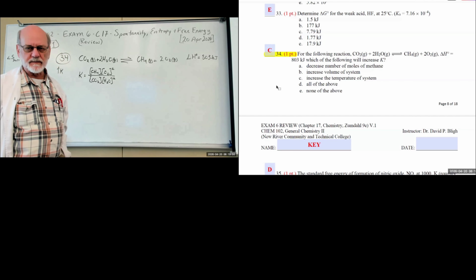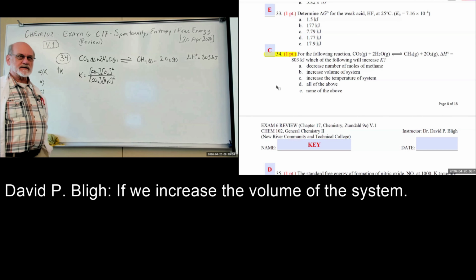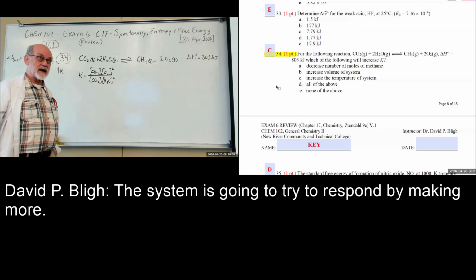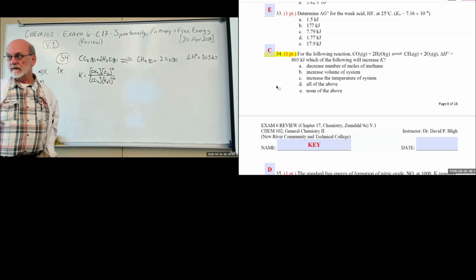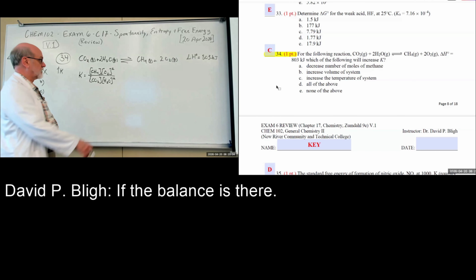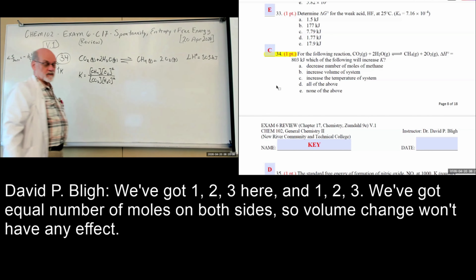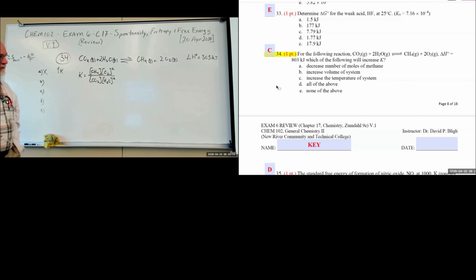Increase the volume of the system. If we increase the volume of the system, it is going to try to respond by making more moles of gas if the balance is there. We've got 1, 2, 3 here and 1, 2, 3. We've got equal number of moles on both sides. So volume change won't have any effect.